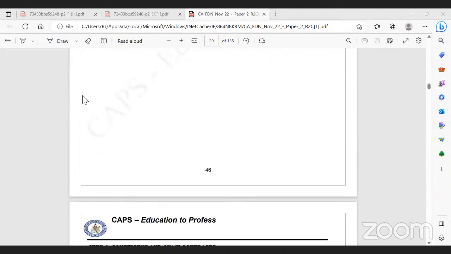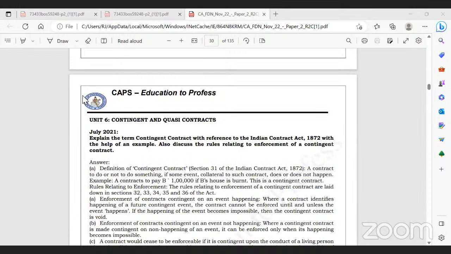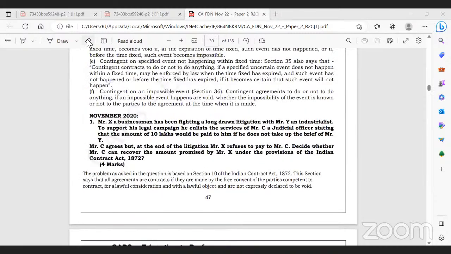The next is unit 6, contingent and quasi contracts. Explain the term contingent contract with reference to the Indian Contract Act. So remember, always opening, body, conclusion, I've already told you.